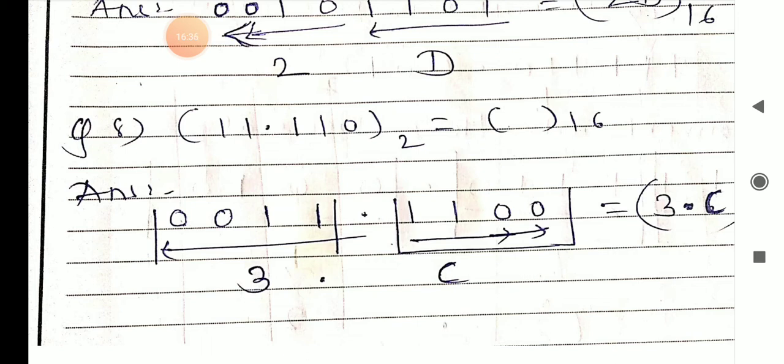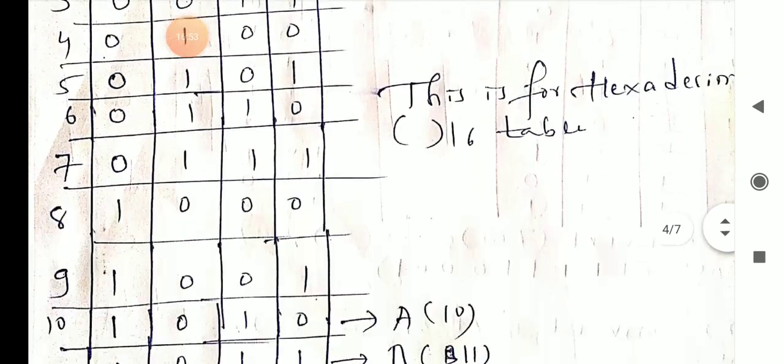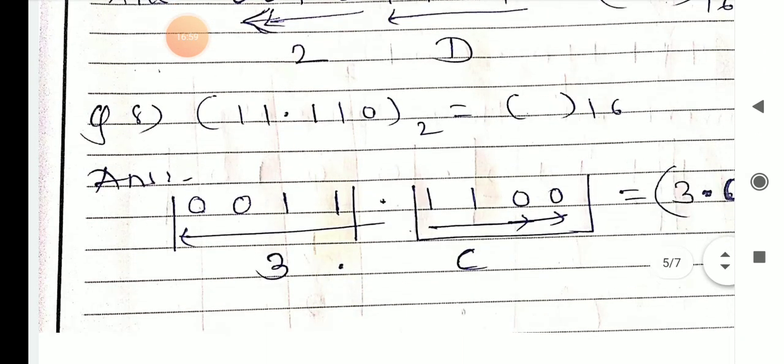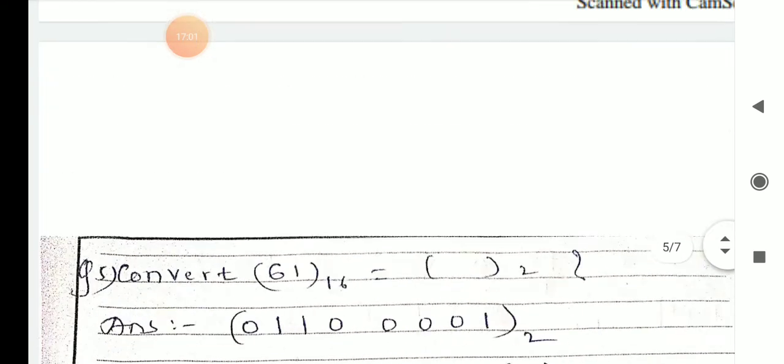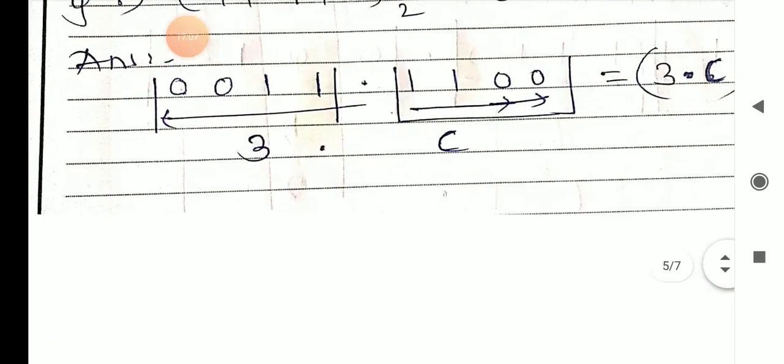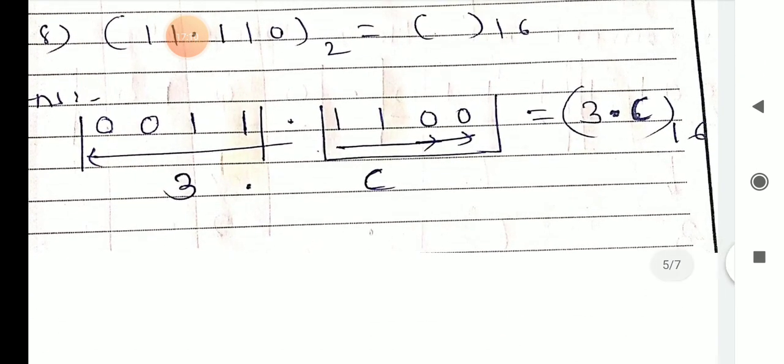On the left you have only 2 digits, 11. So you have to add 2 zeros. I will add those 2 zeros. Then go to the table and observe that 0011 is 3. Go to the table, 0011, 3 is there. Okay. Next, dot as it is, you can keep it. 1100, that is C, the number 12. So you can write that C. Then dot as it is, you can keep it. 3.C is the hexadecimal number.